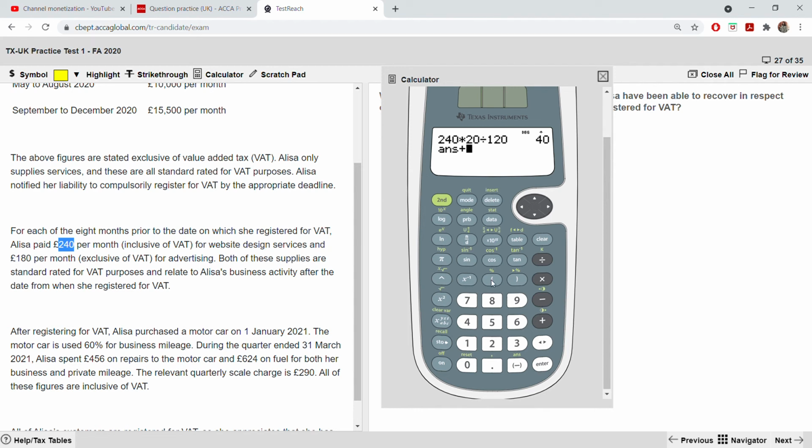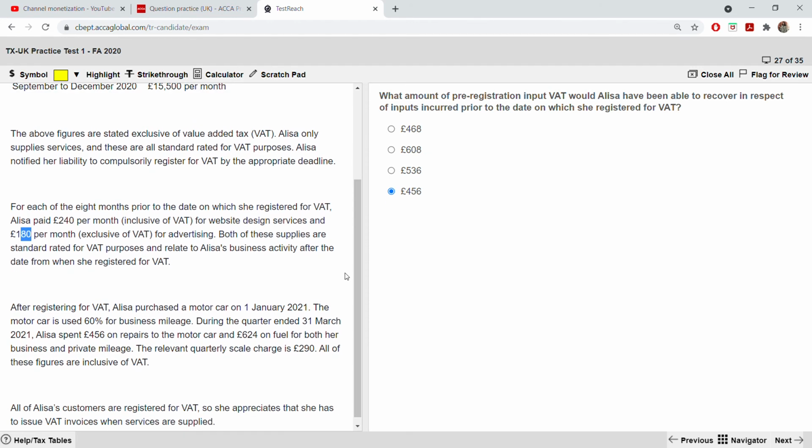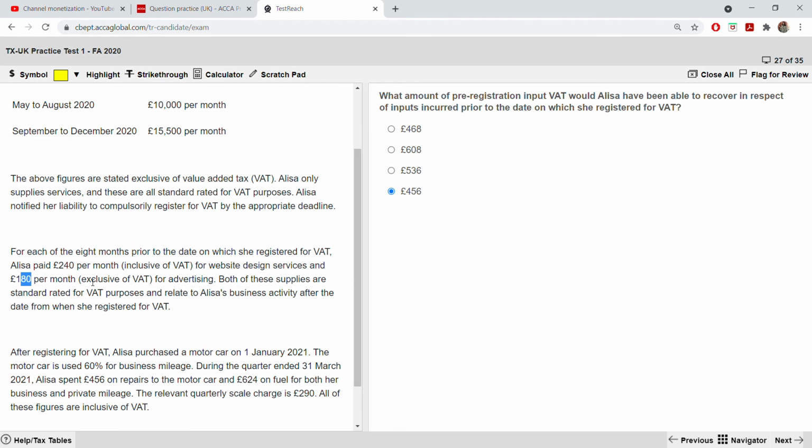Okay, with this you are adding what? 180 into 20%. This is exclusive of VAT, so you have to take 20% of VAT. You are only adding the VAT into 180. Okay, so that is 76. It's not over. You need to multiply this by 6, which is 456. Why multiply by 6? Because only 6 months before that you can take.